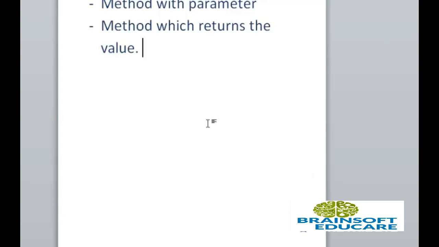Generally, there are three types of methods. Method without parameters, method with parameter, and method which returns the value. Now, let's take a look at the example.